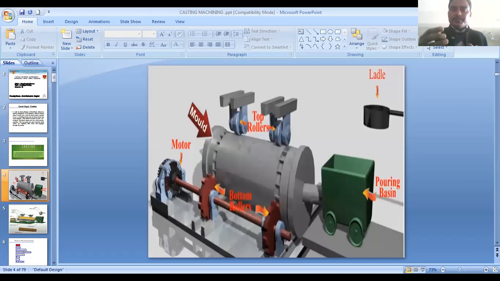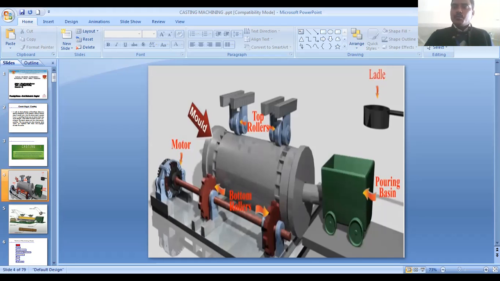So my dear students, this is the diagram. In this diagram you can see a ladle. In the ladle we have molten metal, which is carried from the furnace. We heated the metal in the furnace and it is converted to liquid or molten metal. It is carried by the ladle to a pouring basin. You can see in the figure there is a pouring basin. We will pour the molten metal into the pouring basin, and after that a mold is connected to the pouring basin.